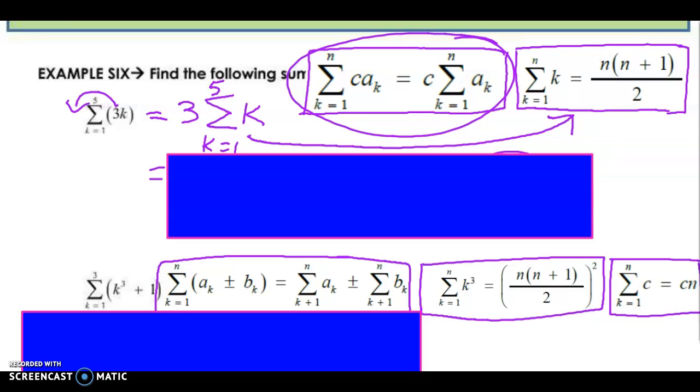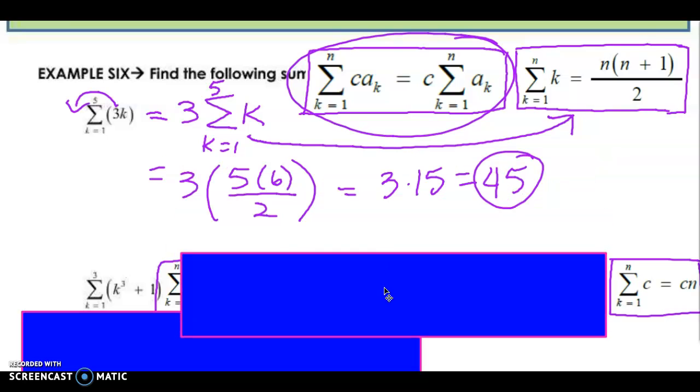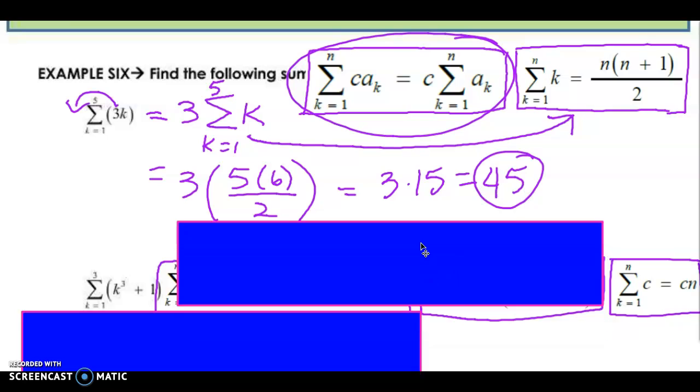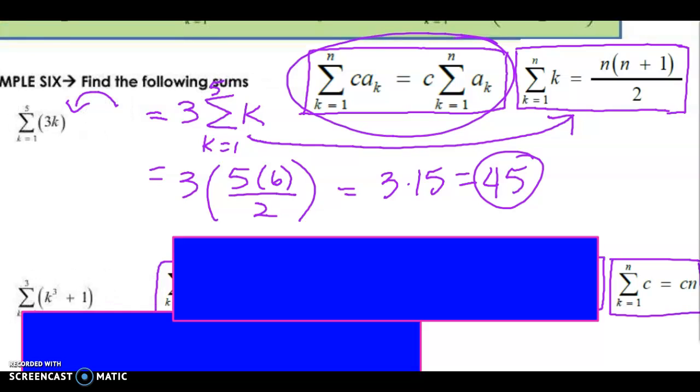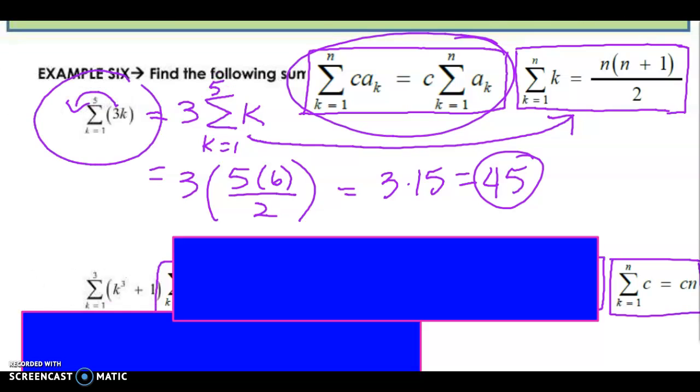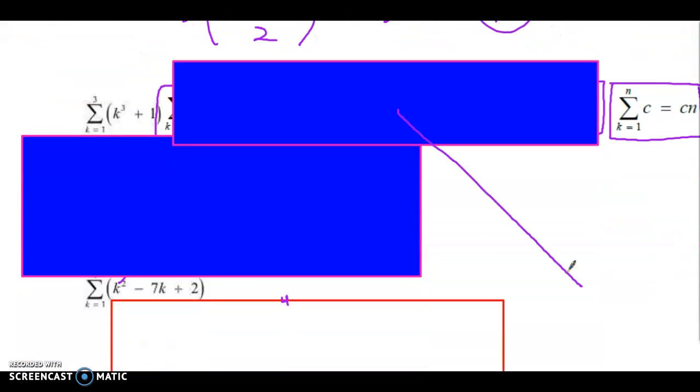So if I do that, and I just plug my numbers in, I love formulas because you can just plug things in. So our 3 is in front, and we're going from 1 to 5. So n is 5, and then times n plus 1, which is 6, over 2. Break out your calculator, and you get 3 times 15, you get 45. Now that's the exact same answer that you would get had you plugged this original expression, the summation, into your calculator, and make sure you put the 3k in the parentheses. You'll get the same exact answer. That's just a way to do it by hand.